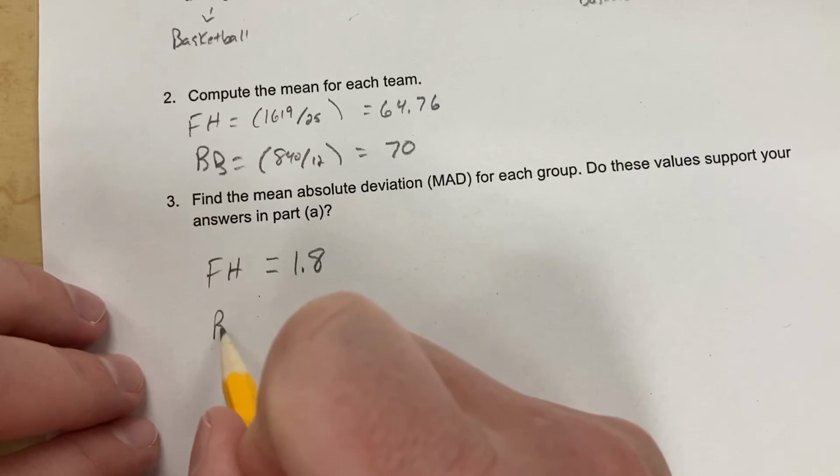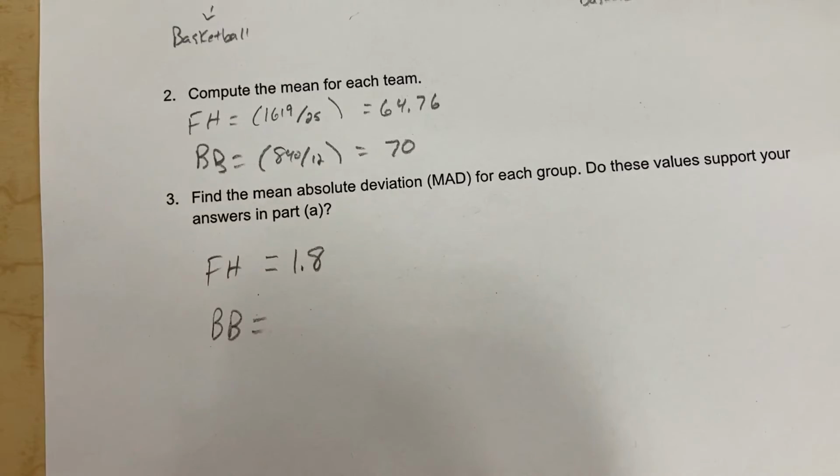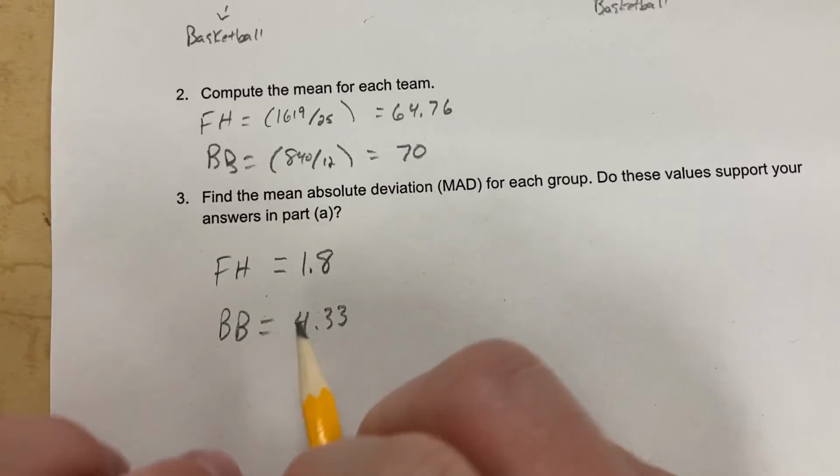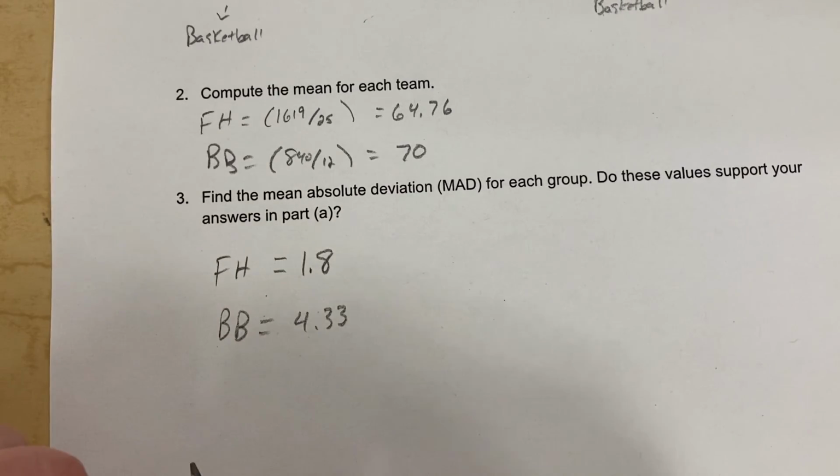Whereas for basketball, I did the same thing. I added up the difference between their heights and the mean and divided by 12, and I ended up with 4.33. So we're much more spread out for basketball than we were for field hockey, again confirming what we originally thought.